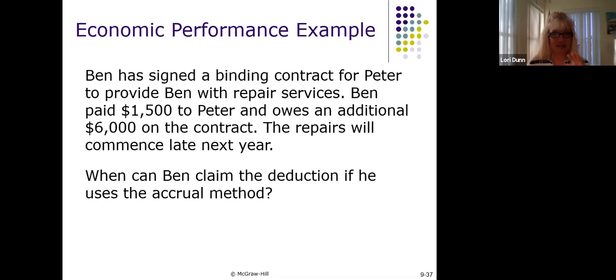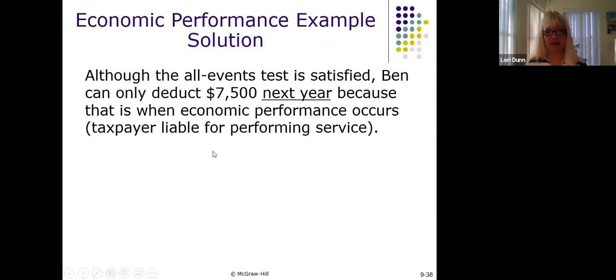So crazy. So let's take a look at some more here. Ben signed a binding contract for Peter to provide Ben with repair services. Ben paid $1,500 to Peter and owes an additional $6,000 on the contract. The repairs will commence late next year. Well, under the accrual method, Ben cannot deduct that until next year when economic performance occurs. That is our rule for receiving goods or services from another. When can you deduct the payment to them? When they provide the product or service.